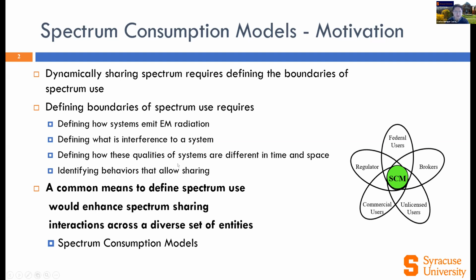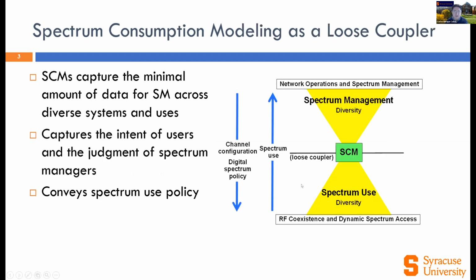So the idea is to define a data model that clearly defines the boundaries of spectrum use, helps us identify how a system emits electromagnetic radiation, what's interference to a system, and if it's a very common and well understood model, it will allow different types of participants in the wireless communication ecosystem to collaborate with each other and enhance spectrum sharing and wireless services.